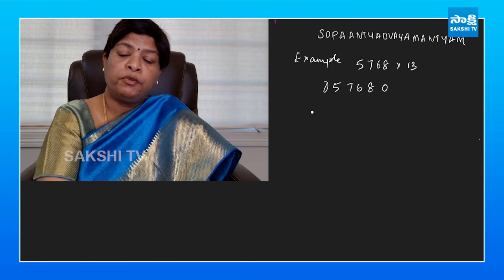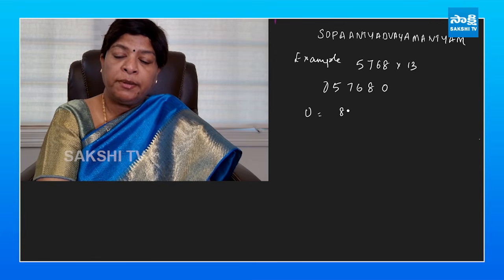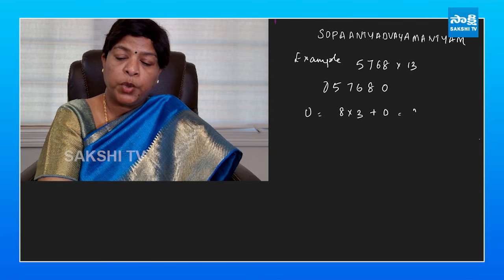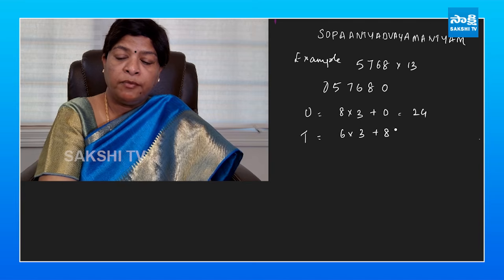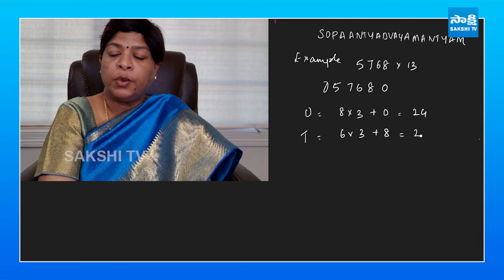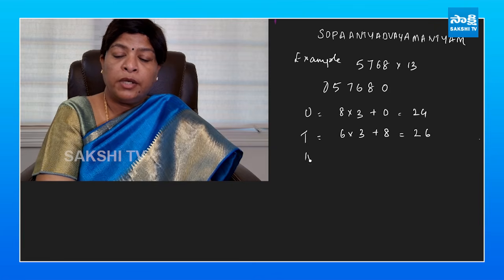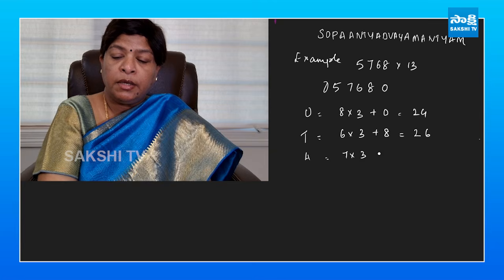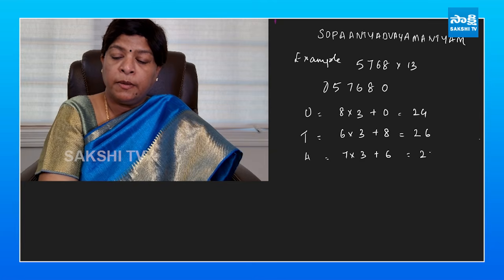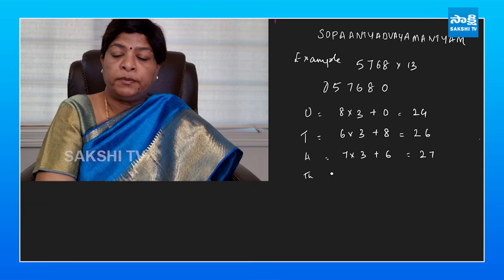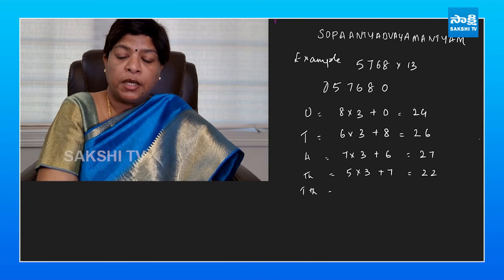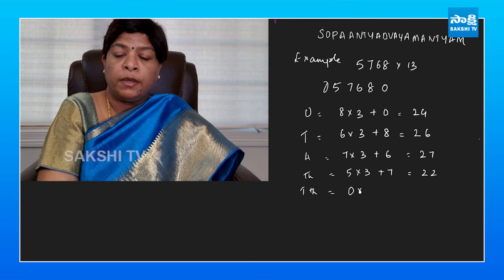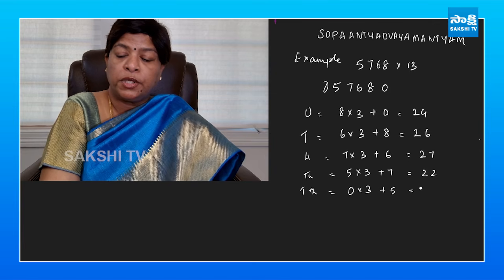same steps. So for the units place, it's going to be 8 times 3 plus 0, which is 24. Tens place, it is 6 times 3 plus 8. So 18 plus 8 is 26. Hundreds place is 7 times 3 plus 6, 27. Thousands place is 5 times 3 plus 7, 22. 10,000s place is 0 times 3 plus 5, which is equal to 5.